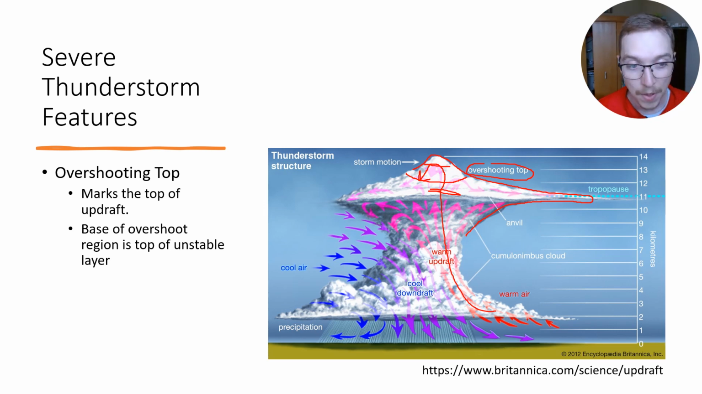The base of that overshoot region is basically the top of our unstable air package. So we might have increased stability within our air parcel further up. So this is the base of that instability. So this is the diagram, right? This is what a mature severe thunderstorm looks like, and this can generate a lot of different weather, tornadoes, hail, etc., which we'll talk about in a little bit.